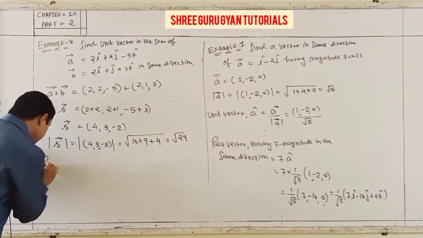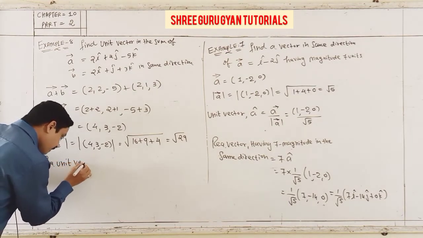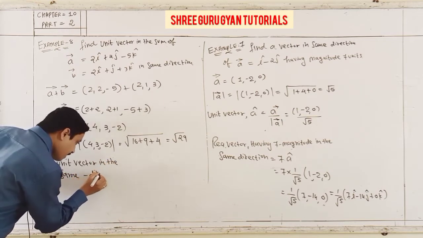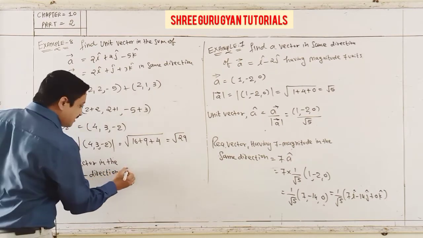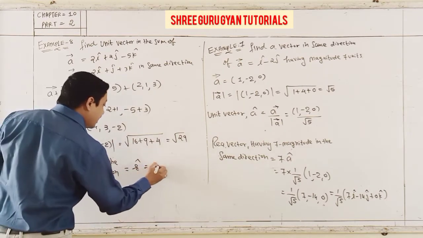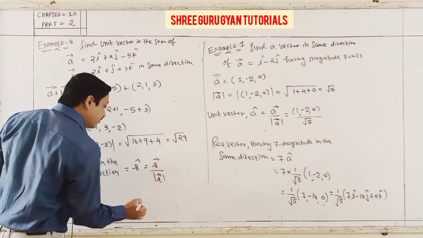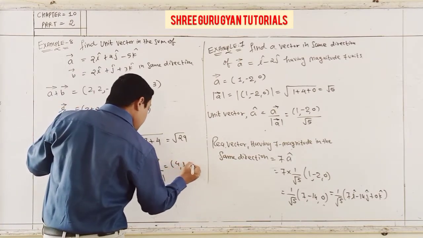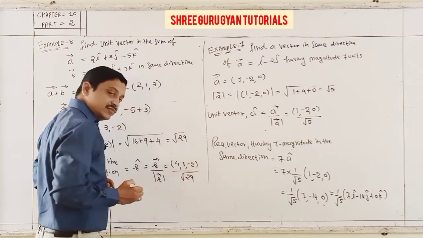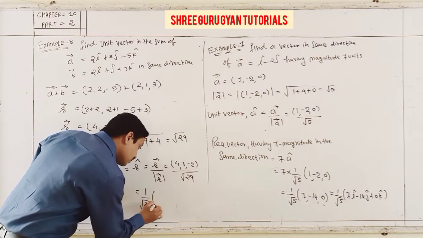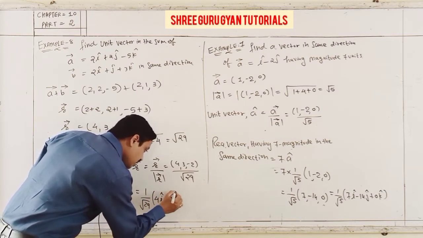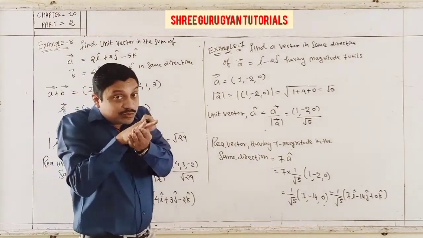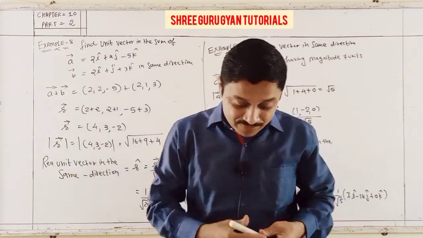So the required unit vector in the same direction is very easy. It is r cap, which is r vector divided by the magnitude of r vector. What is r vector? It is 4, 3, -2, and the magnitude is root 29. So your answer is 1 by root 29 times (4i + 3j - 2k). Here, students, the unit vector in the direction of the sum of both vectors is done. Now I continue.